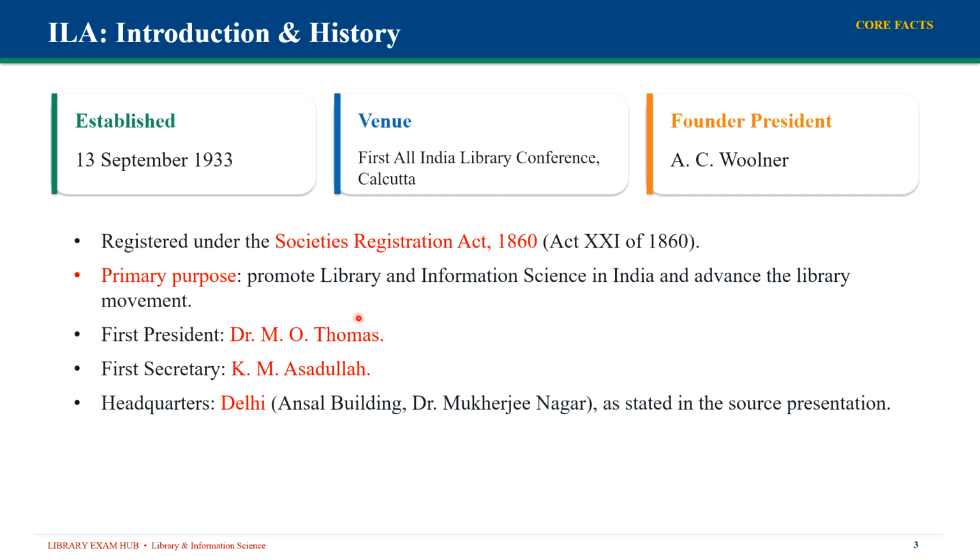The primary purpose of ILA is to promote library and information science in India and advance the library movement. Remember these two facts. The first president is M.O. Thomas and the first secretary is K.M. Asadullah. Its headquarters is in Delhi, Mukherjee Nagar.